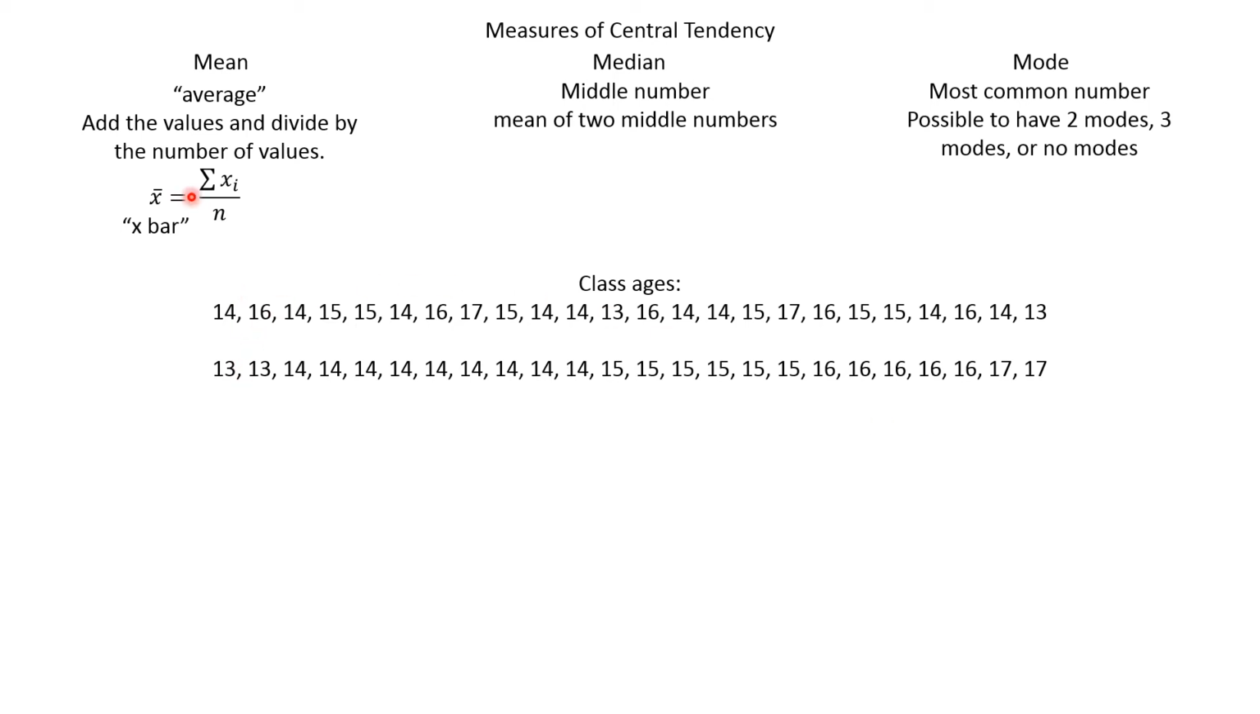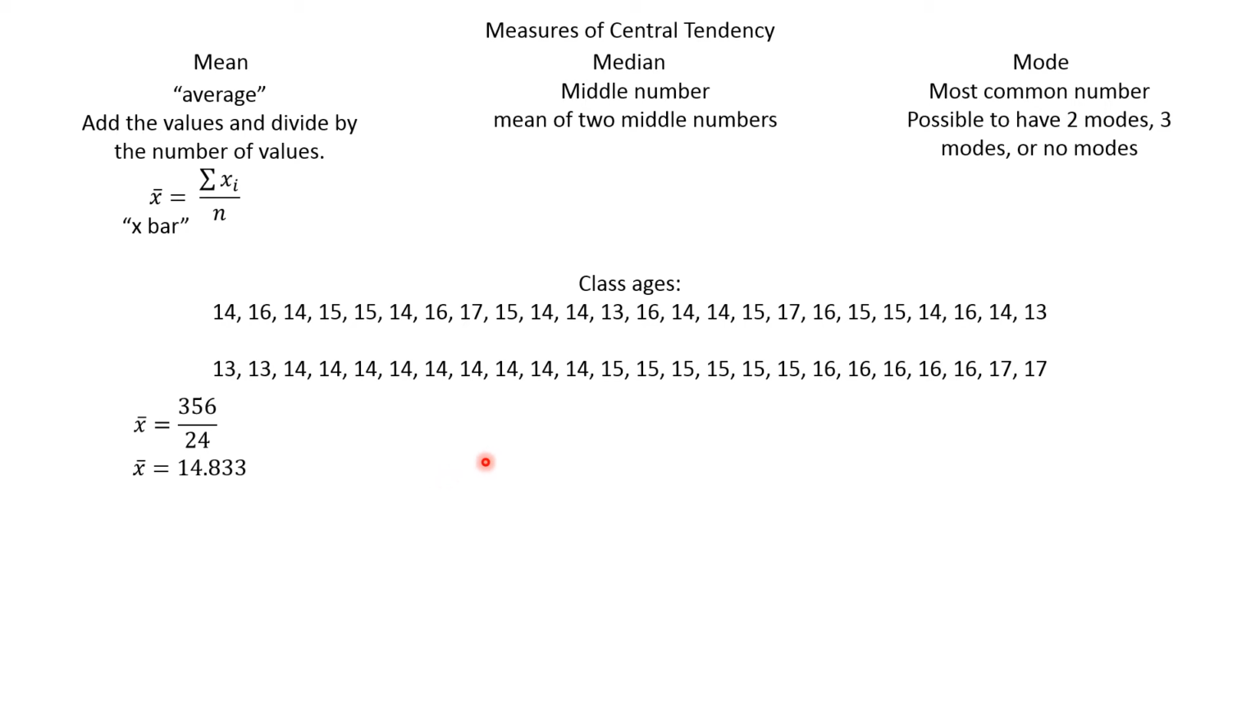For the mean, we just have to add them up. We have 13 plus 13 plus 14 plus 14 plus 14 plus 14 plus 14, etc., etc. You can add those up. I'd recommend a calculator for a lot of what we're going to be doing. And anyway, we get 356 divided by 24 numbers, which means x bar, the mean, equals 14.833.